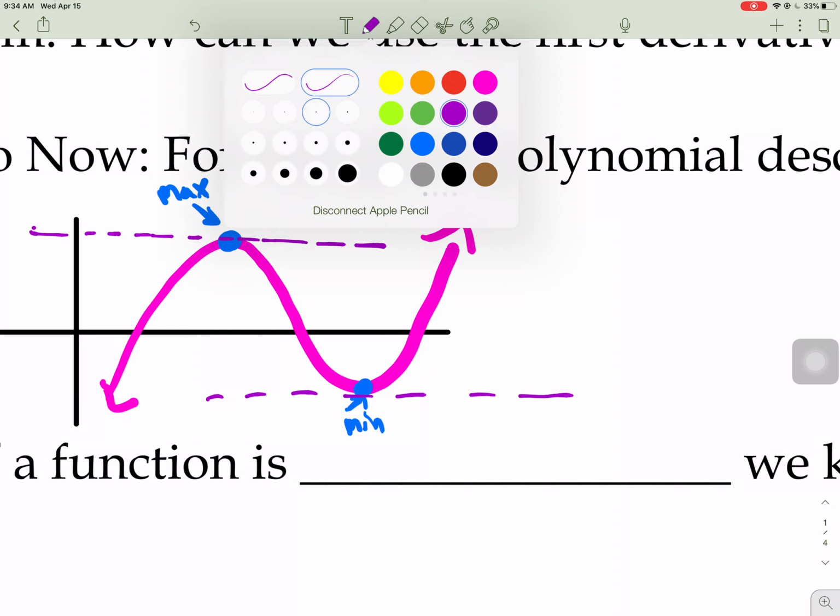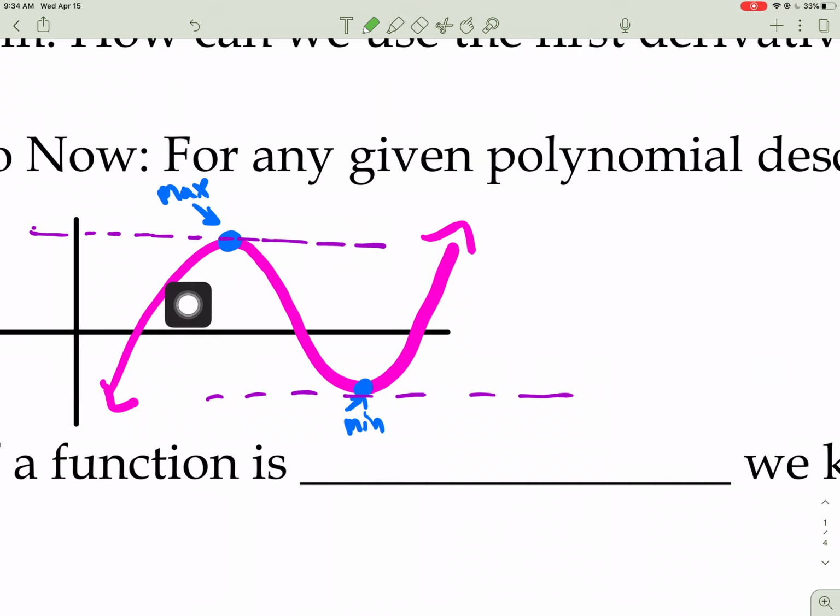Well, think about this. What is the slope of the tangent line? Let's look at this point here. And we look, it's positive. What about this point here? The slope of the tangent line is negative. Okay, so if the slope goes from positive to 0 to negative, that means it was going up and then the function was going down, so it had to hit a maximum.